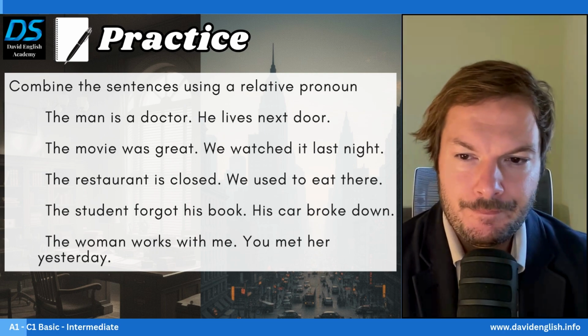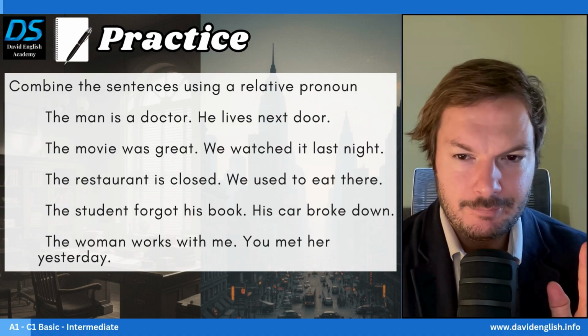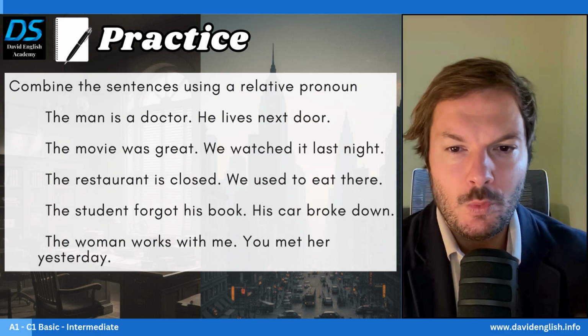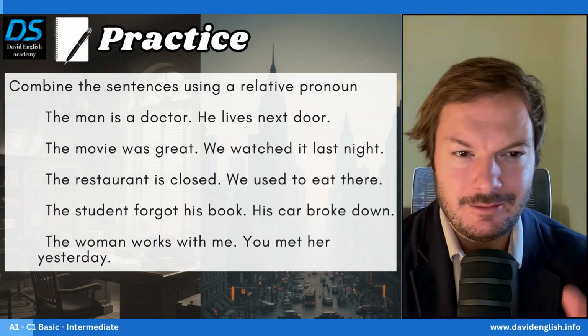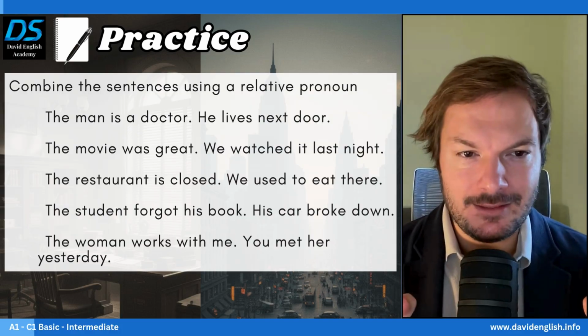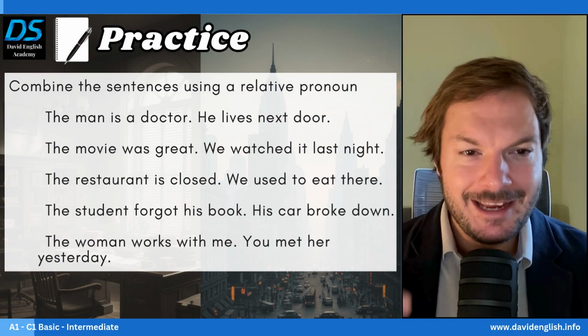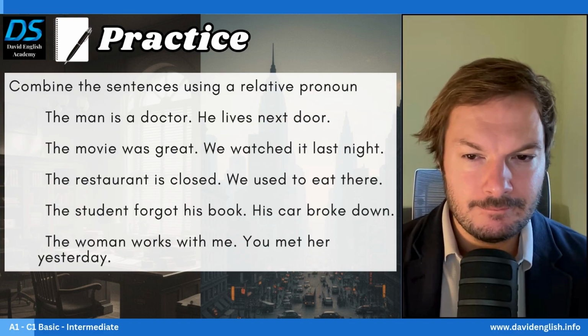Number 2, the movie was great. We watched it last night. So again, I want you to combine the sentences. Write down your answer and then say your answer.